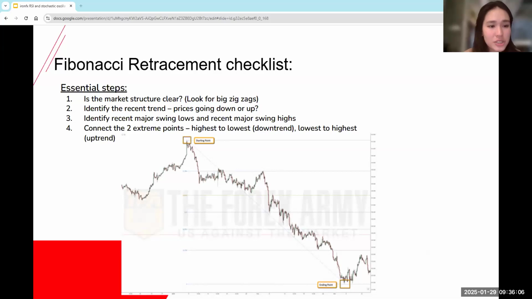Firstly, we have the Fibonacci. This is a checklist for you to follow when you're first starting out with Fibonacci retracements, and also some things to look out for.